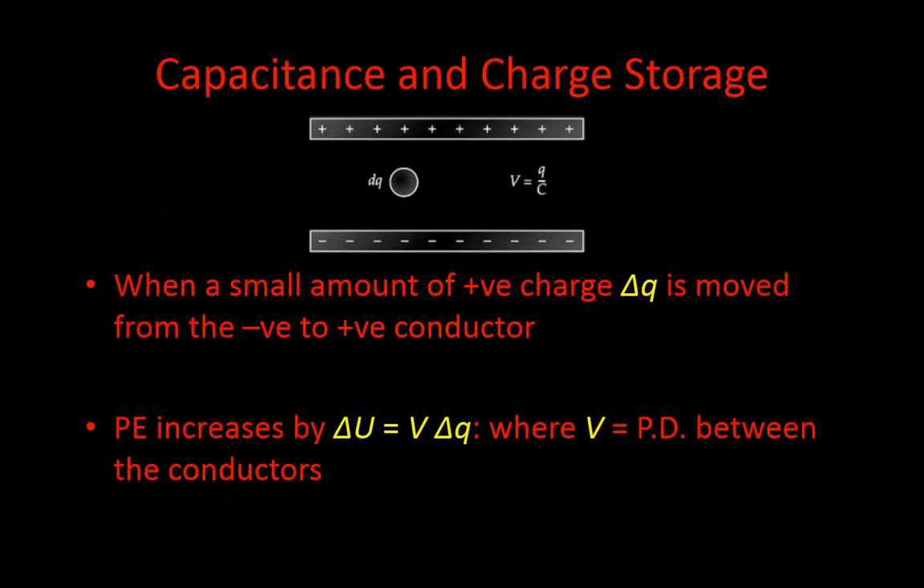So in terms of charge storage, if we have a small amount of charge delta Q and we move it between our plates from the negative to the positive conductor, the potential energy of that particle will change by delta U, or PE as it's written in some cases. That potential energy is going to be V, the electrical potential, times the charge delta Q. Remember, we have a difference here between electrical potential and potential energy. Make sure you don't mix these up.